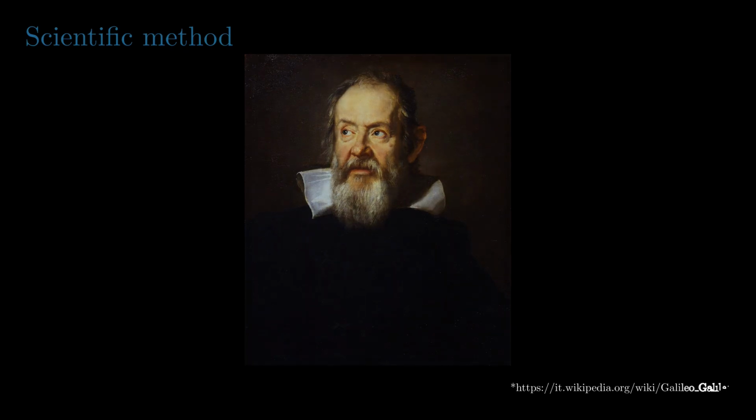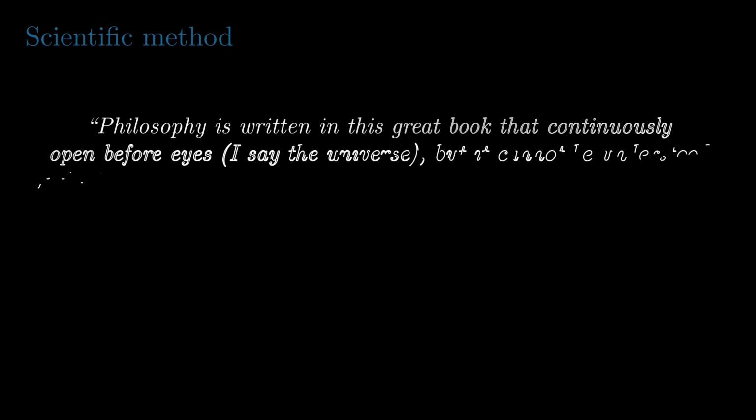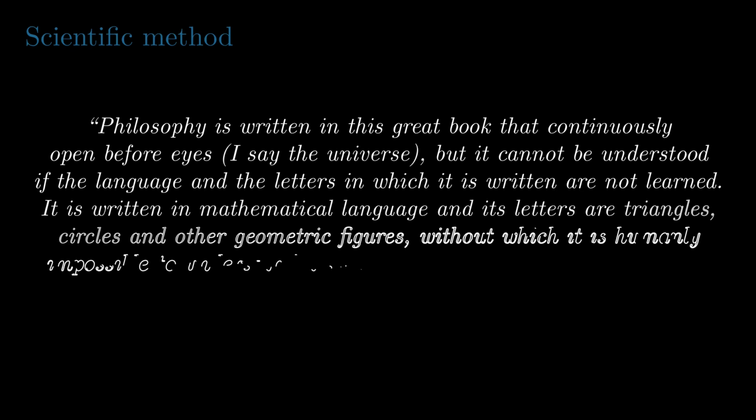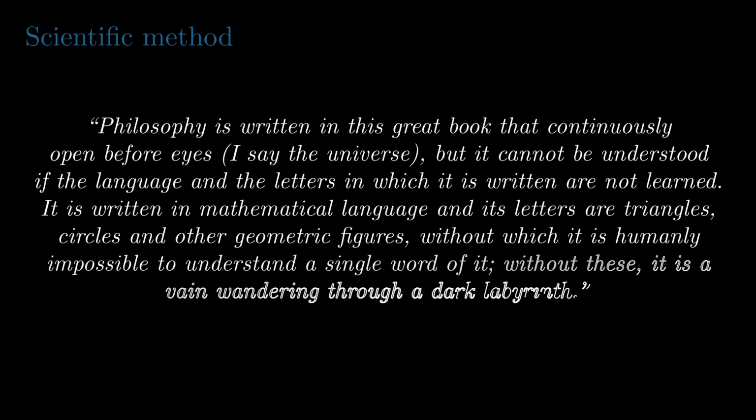In his treatise called Il Saggiatore, Galileo says, "Philosophy is written in this great book that is continuously open before our eyes, I say the universe, but it cannot be understood if the language and the letters in which it is written are not learned. It is written in mathematical language, and its letters are triangles, circles, and other geometric figures, without which it is humanly impossible to understand a single word of it. Without this, it is a vain wandering through a dark labyrinth." For the first time, there is a precise indication about an objective description of nature.